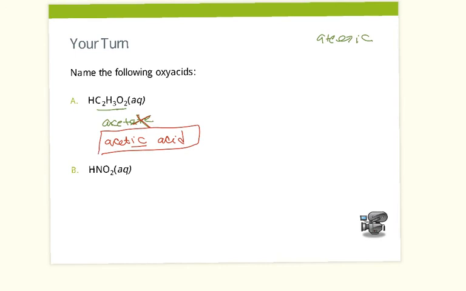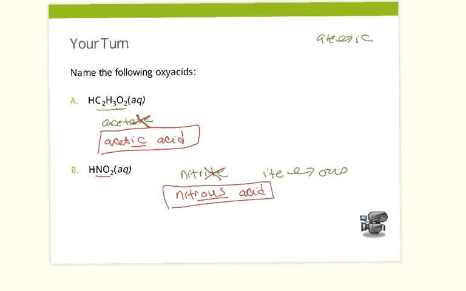Notice we don't have to put hydro or anything in non-binary acids. We only put hydro for binary acids. Here we notice that we have a polyatomic ion again, and this time this is called nitrite. And remember, we want to change the ite into an us sound. So we take the ite out and we call it nitrous. Nitrous acid. Don't forget to say acid. So it's nitrous acid.